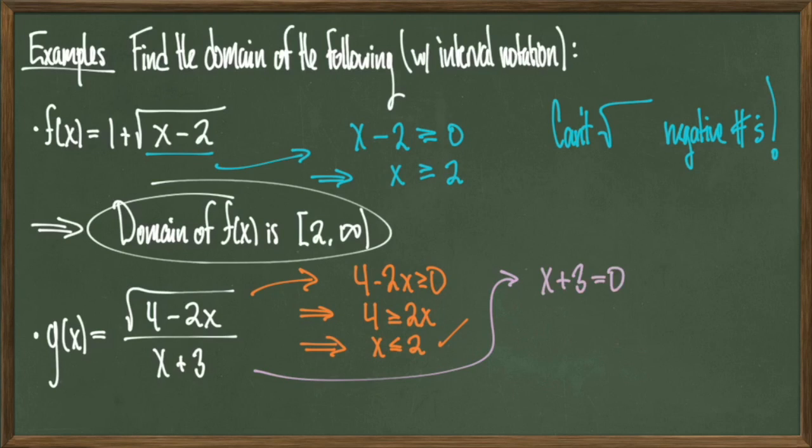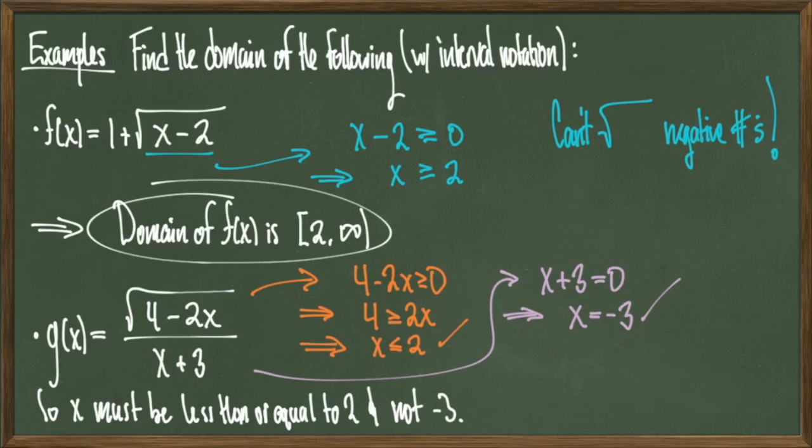Now I'm going to set my denominator equal to 0 and solve for x, and find that x equaling negative 3 cannot happen because that is going to force the denominator to equal 0. So, cataloging all my information, I find that x has to simultaneously be less than or equal to 2, and that x cannot be equal to negative 3.